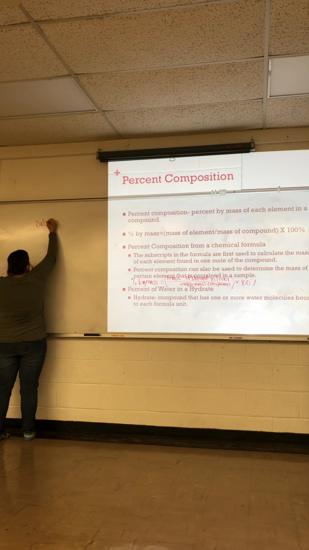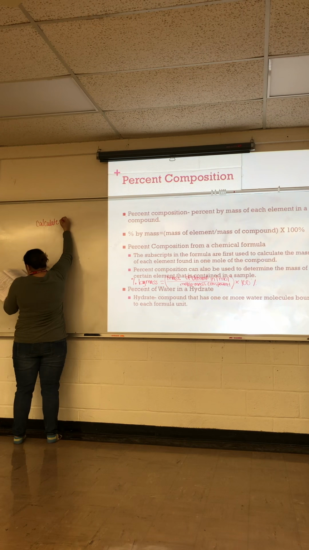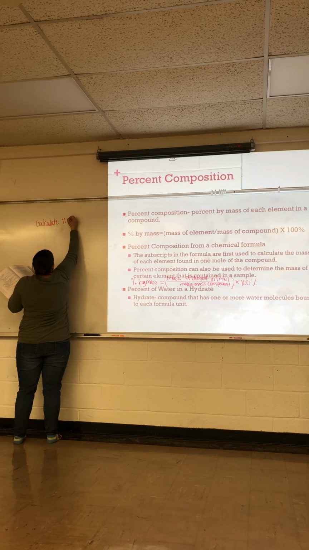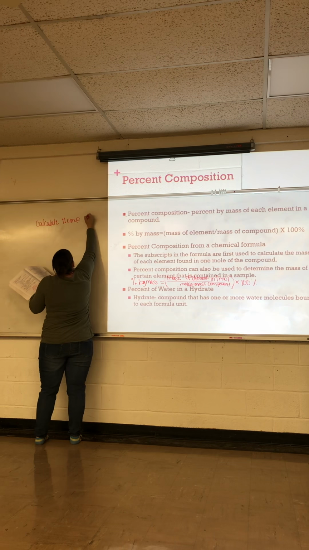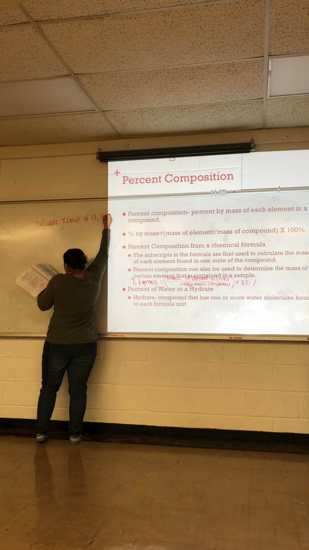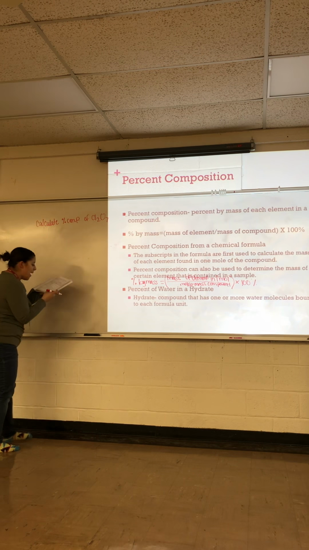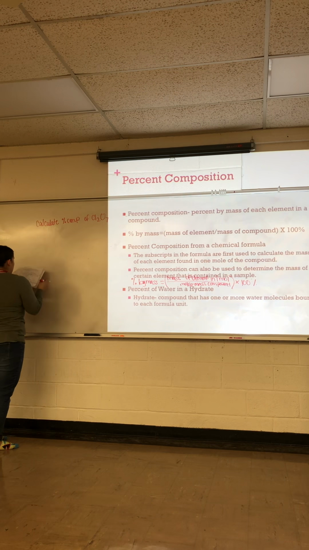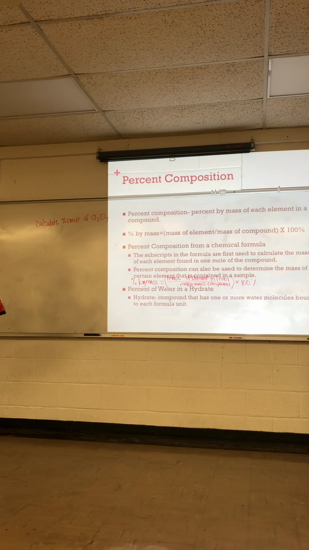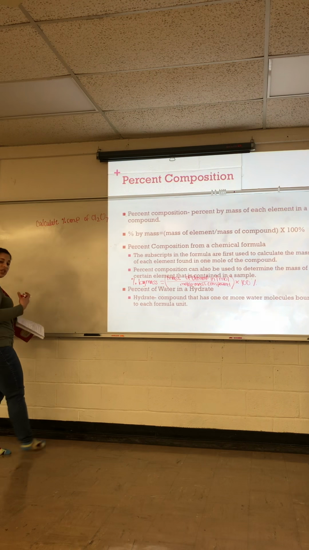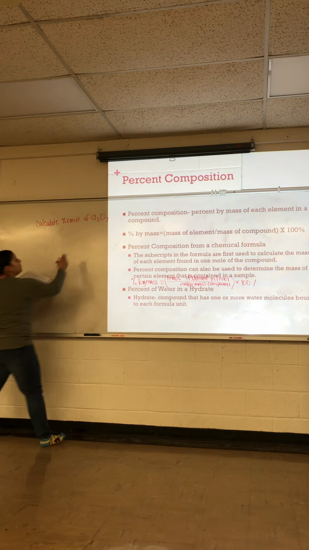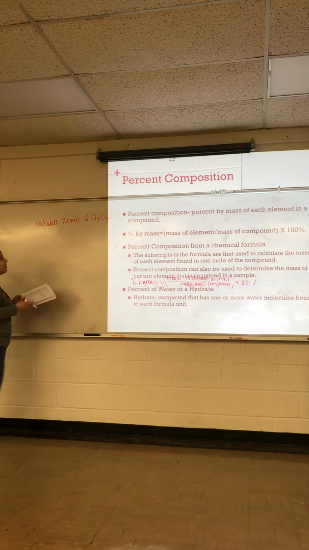I want you to calculate the percent composition of Cl2O7, which is known as dichlorine heptaoxide. So calculate the percent composition of Cl2O7. So right now, when you're looking at this, what information do you have? Well, first of all, you have Cl2O7, and that tells you something. You can figure out the molar mass from there. So let's go ahead and do that first.